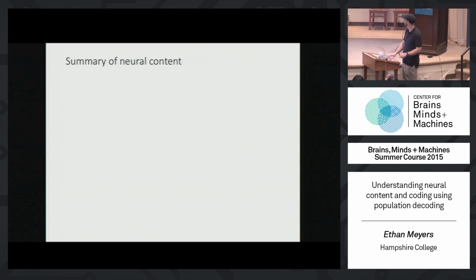Okay. So just to summarize the neural content part, decoding offers a way to clearly see what information is there and how it's flowing through a brain region as a function of time.